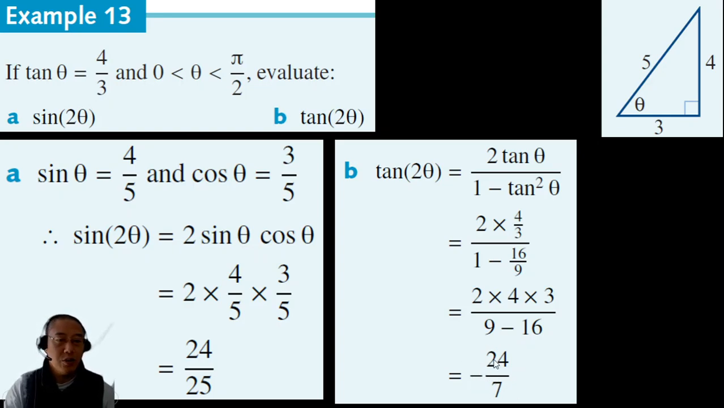Okay. Notice that it is negative. You see, when you have tangent theta, your angle is in the first quadrant. If you double your angle, forget what I'm saying. It's not always the case. I was going to say you move to the second quadrant, but not necessarily. So let's move on. Again with double angle formula.